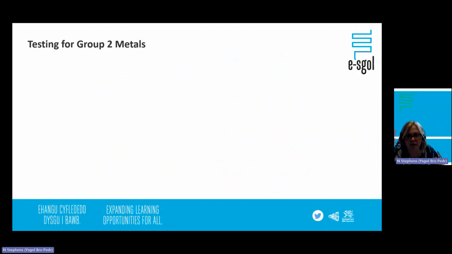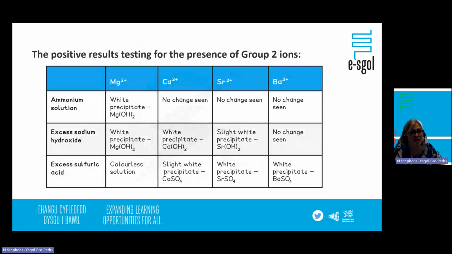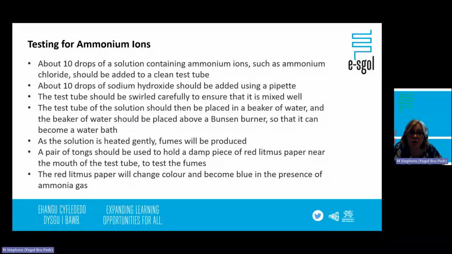So, test for group 2 metals. Okay, I'm not going to go through the method with you, but feel free, if you're not confident with that one, to pause and have a read of the suggested method. But these are the kind of results that you'd see. So you've got the magnesium, calcium, strontium and barium there, giving an array of precipitates.